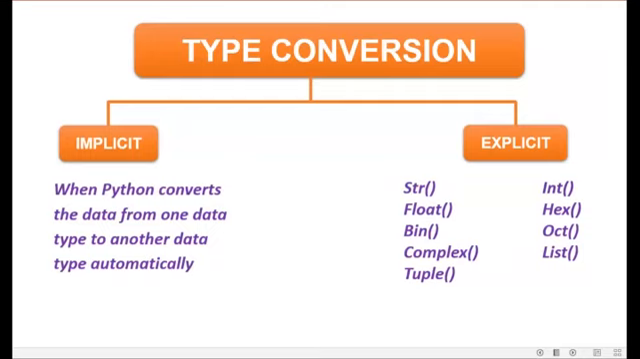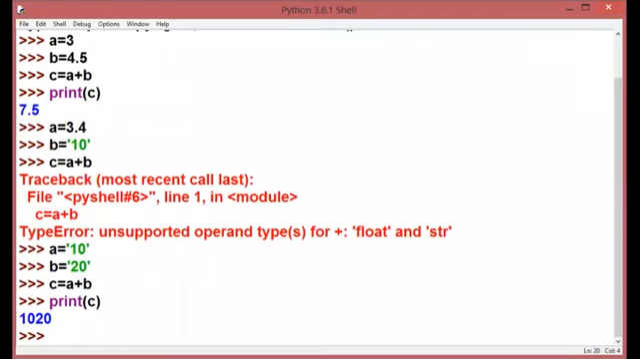So apart from these data types, Python also supports sequence type conversion. That means we can convert a list into a tuple or a tuple into a list also. And we can convert an integer or a string into a list or tuple. So now let's move on and talk about all the functions one by one.